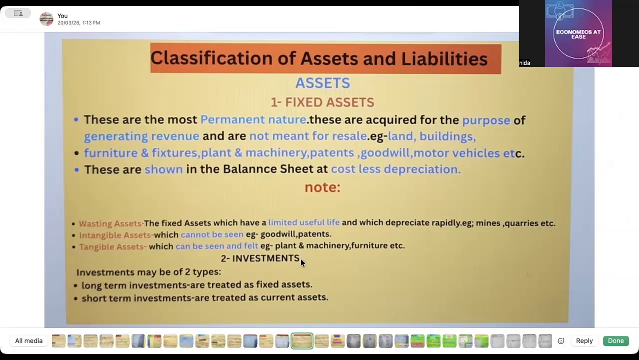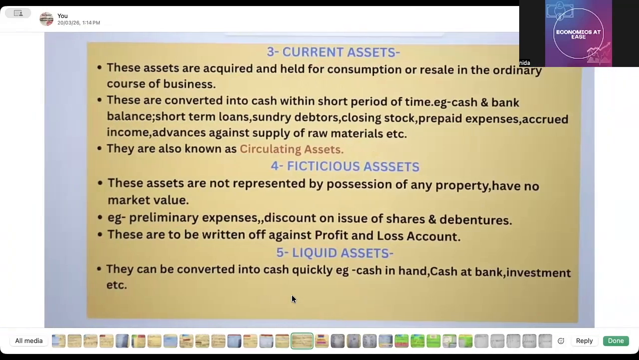Then intangible assets, which cannot be seen, example, goodwill and patents. Mark this here, that is these 3 points आपके MCQs में भी पूछे जा सकते हैं, or in simple one-line explanation, right? Then investments may be of two types, long-term investments that are treated as fixed assets and short-term investment that are treated as current assets. Then current assets means these assets are acquired and held for consumption or resale in the ordinary course of business. These are converted into cash within a short period of time.